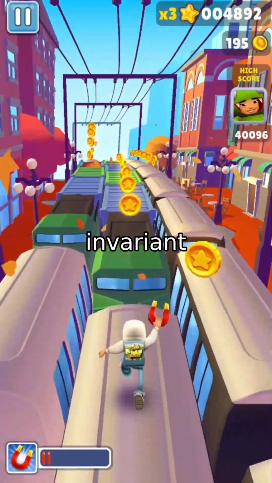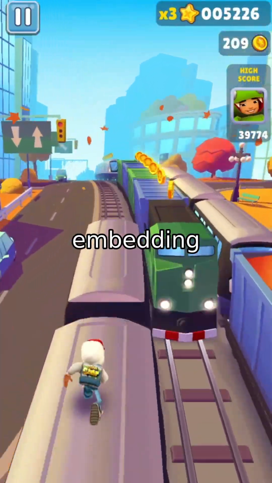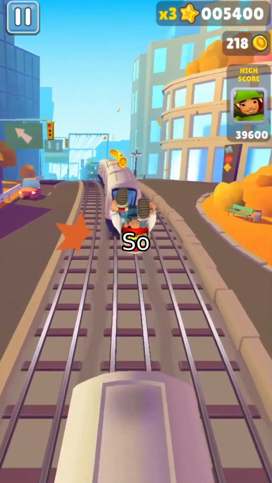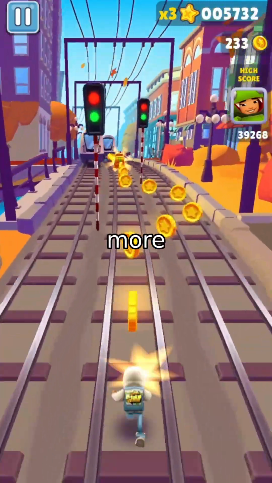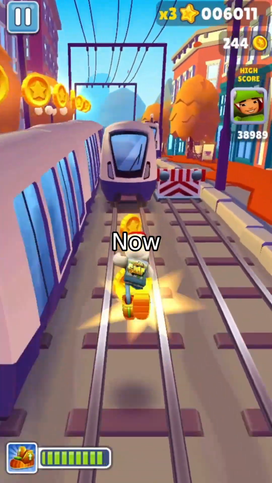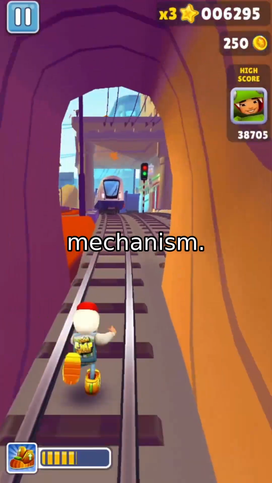This ratio is scale-invariant. It doesn't care about global feature norms. That's critical because embedding magnitudes can drift during training. So we map this score linearly into a weight interval, so that harder negatives get more influence but not too much. Now the second layer: batch-level progressive weighting through the progressive adaptive loss weighting mechanism.